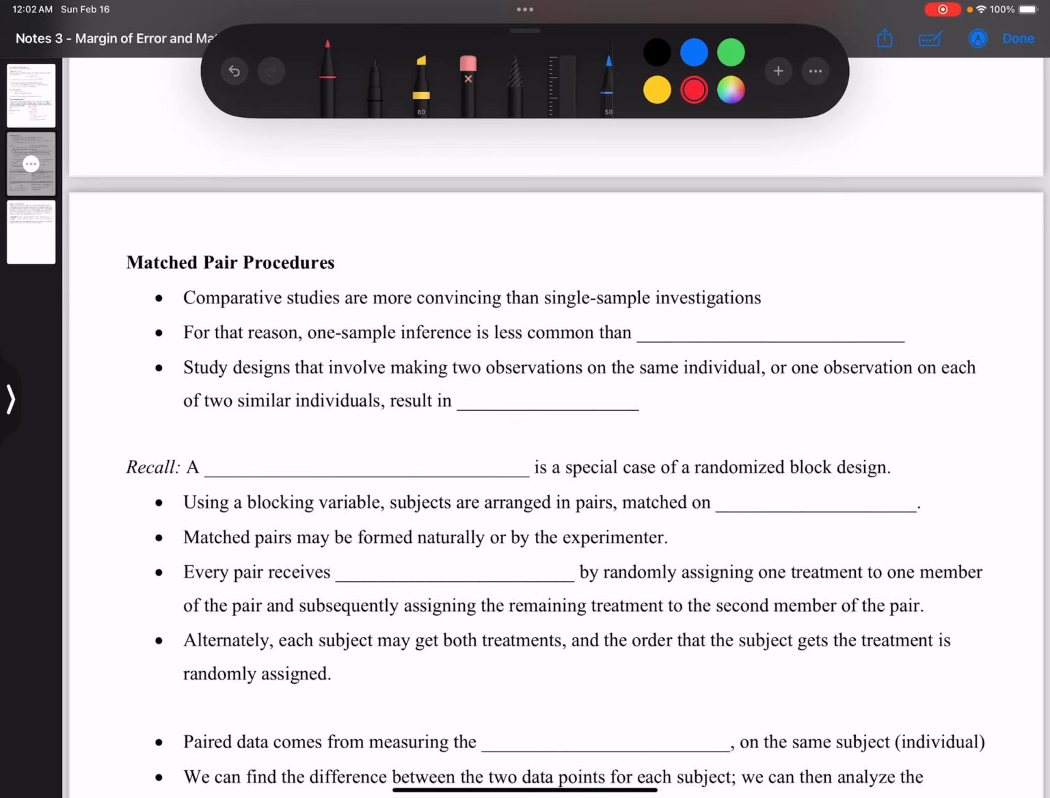All right, so next topic is about matched pair procedures. Okay, so we haven't talked about different experiments in quite a while. So let's do a little bit of a review about what matched pair procedures are.